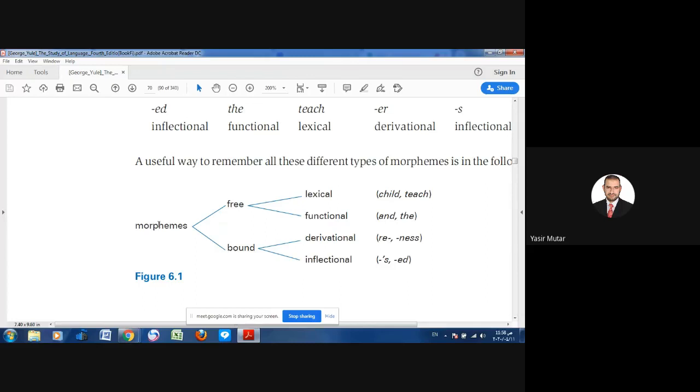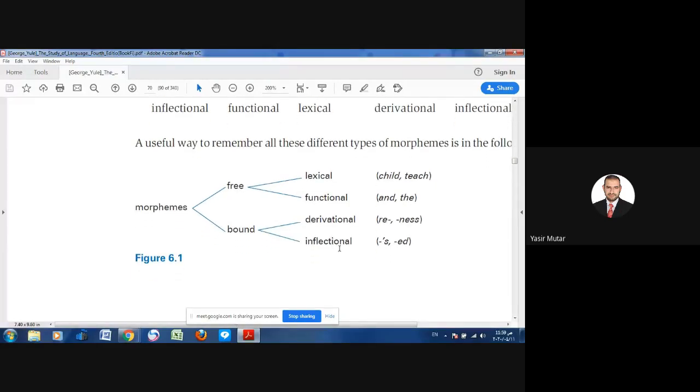Morphemes are classified into free and bound. The free morphemes are also subclassified into lexical and functional, and you can give some examples to show what is meant by those descriptions. Bound morphemes are also subclassified into derivational morphemes and inflectional morphemes. Okay, we'll move to another topic.